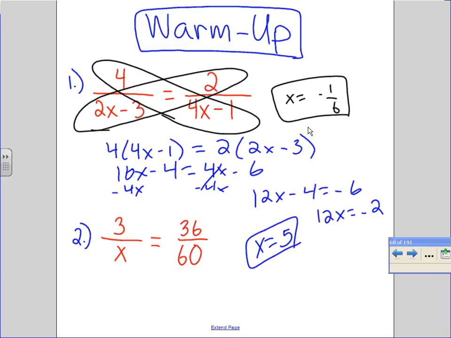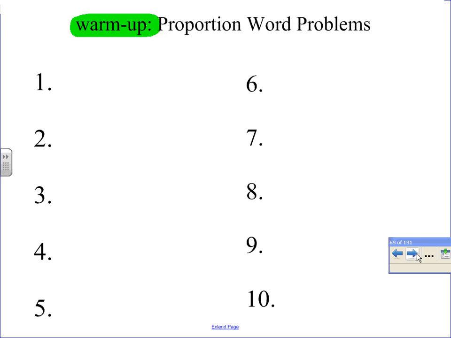Okay, let's go over the second warm-up, or I should really say the first warm-up. Okay, Briar, number 1. Good. Number 2, Sean. Good. Annalise, number 3. Good. Zach, number 4. Nope. That one's tricky. Alyssa? Good. B.